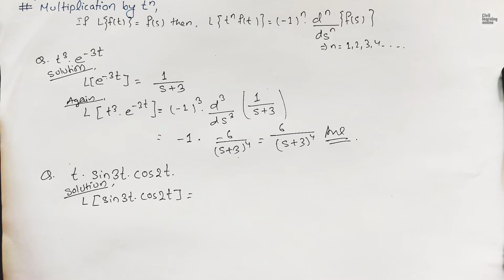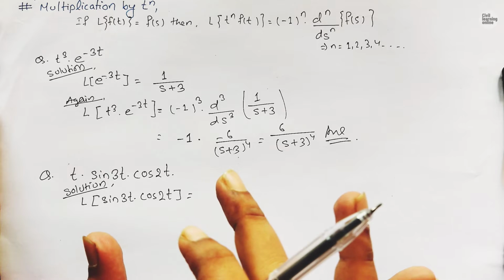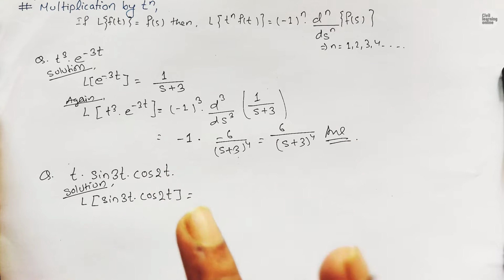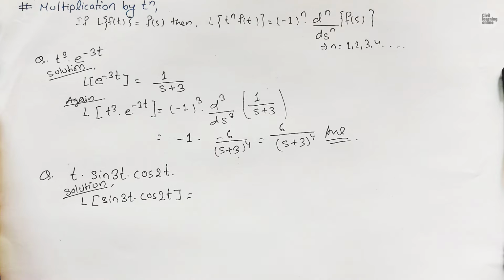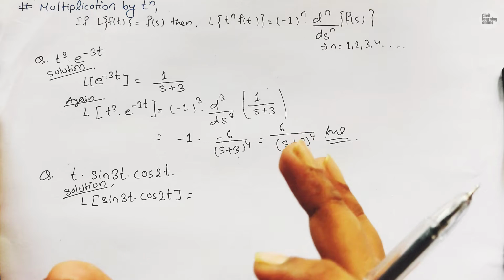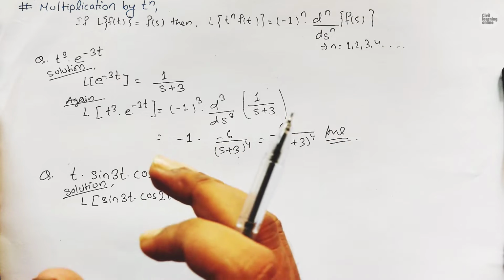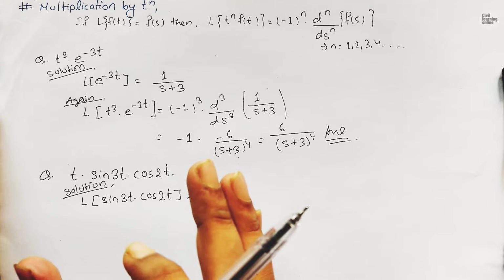Now here comes a concept that I have already mentioned in the previous lecture, that whenever we come to see a trigonometric function in the product form, we cannot operate it in the Laplace transformation. So for that we have to change it into the expression form. How we can change this? We have learned the formula of 2 sine a into cos b, 2 cos a into sine b. I have already discussed those formulas in the previous lecture.